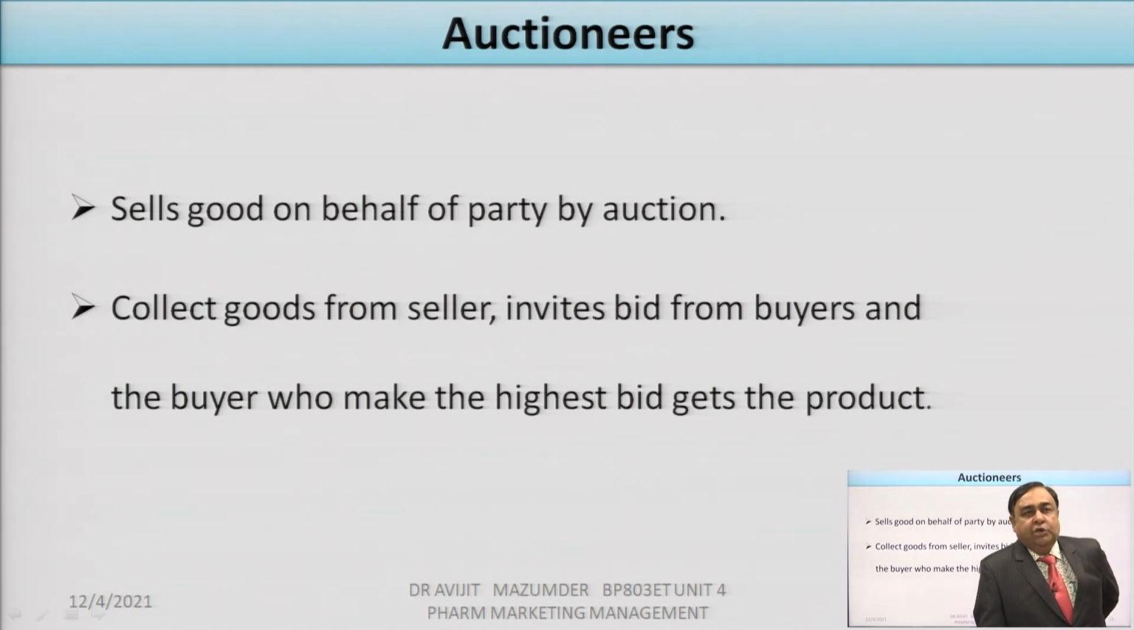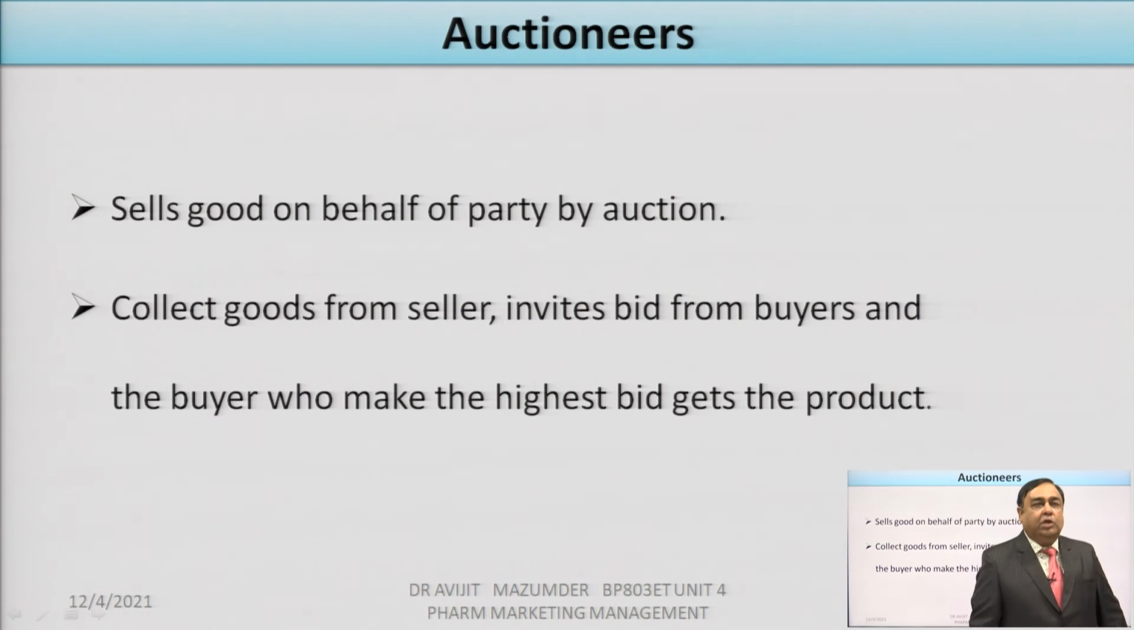Next is the auctioneers. You have heard the name of auction. Let us see how it takes place. They sell goods on behalf of the party by auctioning. What they basically do is, they collect the goods from the seller, they invite bids from the buyers. All buyers start giving their quotes. They try to tell that this is the amount of money which I will be giving for this particular item. And the one who is quoting the maximum bid gets the product, or the product is handed over to that individual who is producing the highest bid.